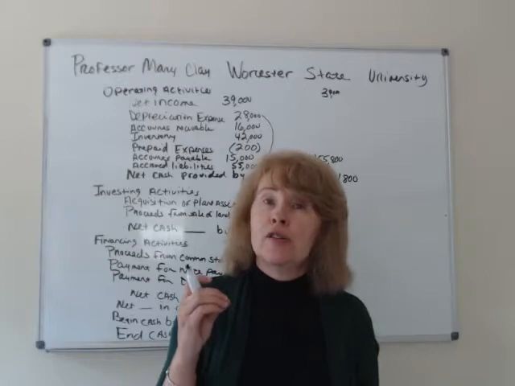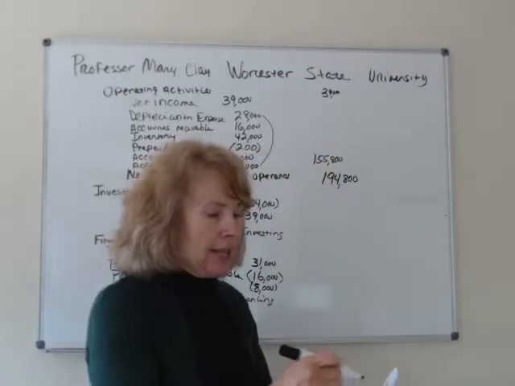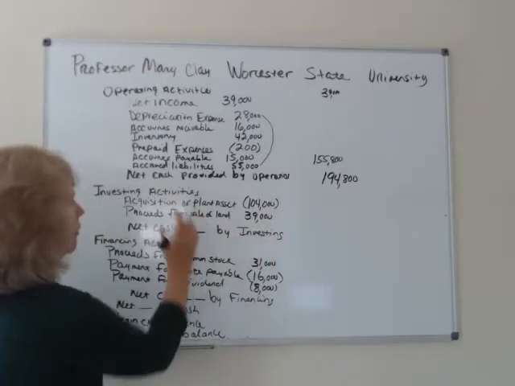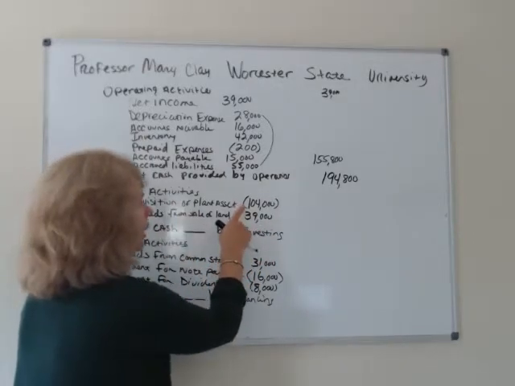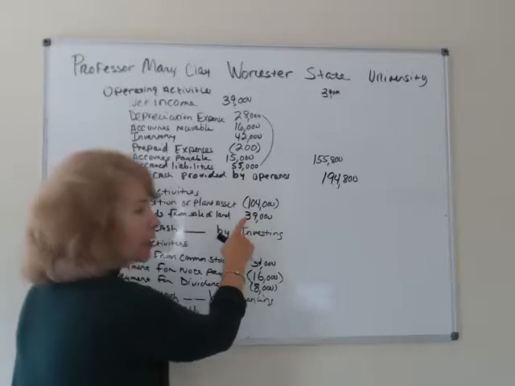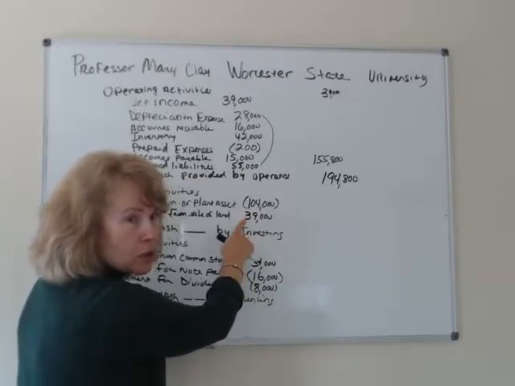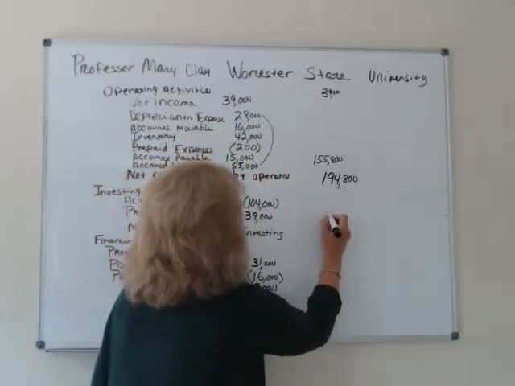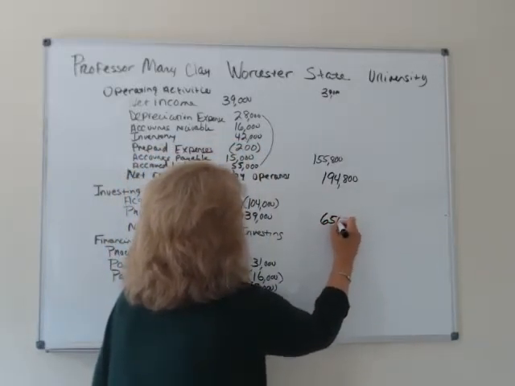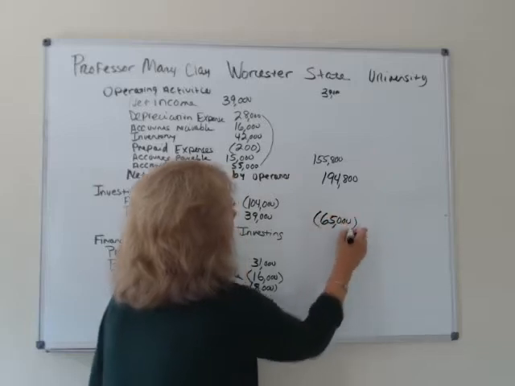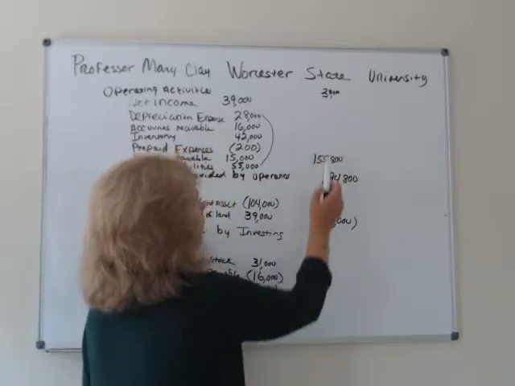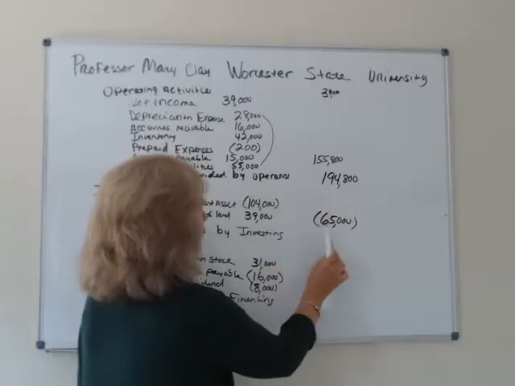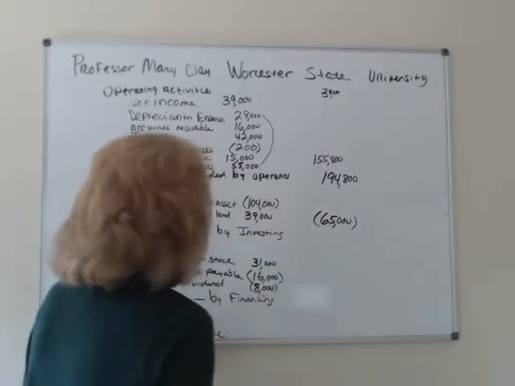Now, I'm going to double check my math. So I've analyzed all my additional data. Now I'm going to figure out my totals. How much for investing? I had a negative 104. I had a positive 39,000. So the net effect of those two is 65,000. And that's a negative number. Be careful. Now remember, the total for operating is 194.8. Total for investing is negative 65.